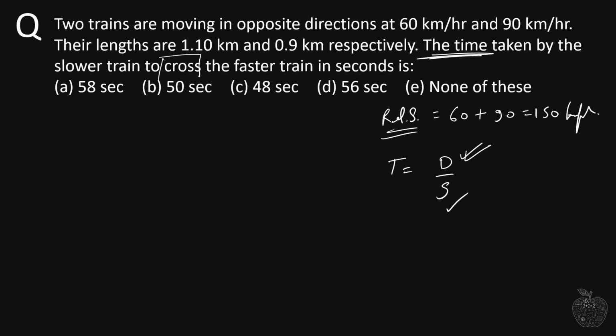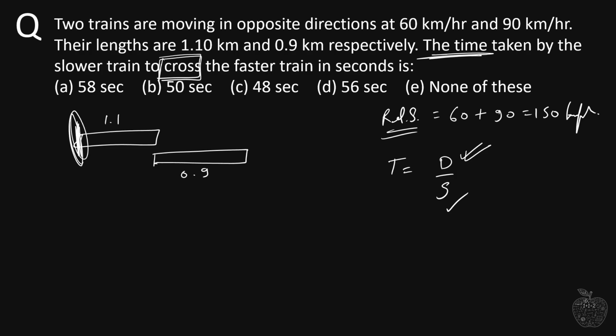So let's say, how will we tell when both the trains have crossed each other? Let's say this is train A, whose length is 1.1 kilometers, and this is train B, whose length is 0.9 kilometers. When can we say that both the trains have crossed each other? When this part of train A crosses this part of train B, after that only we can say that both the trains have crossed each other.